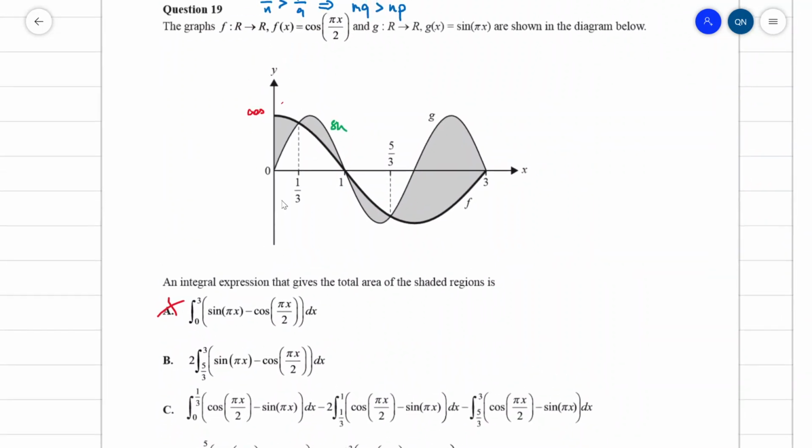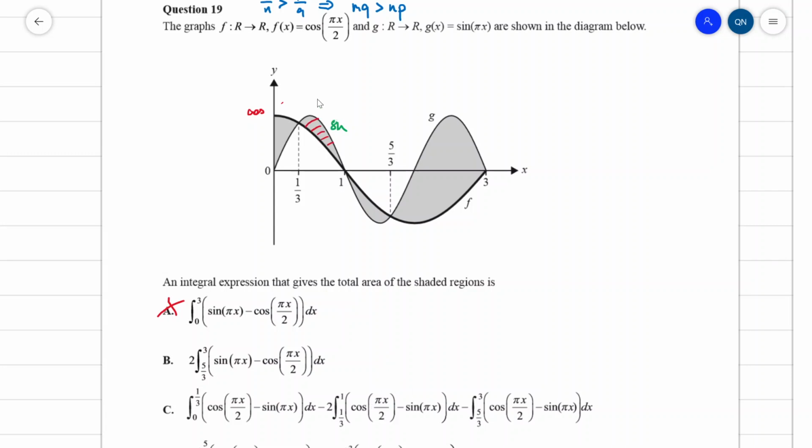C is the integral from 0 to 1/3. This C looks nice because you're actually splitting it up across these intersection points here of cosine minus sine. So it's big minus small, so this is correct here. Then minus 2 times the integral of cosine minus sine, going from 1/3 to 1. That's a bit funny, but 1/3 to 1 does make sense because you're taking a look at this area here.